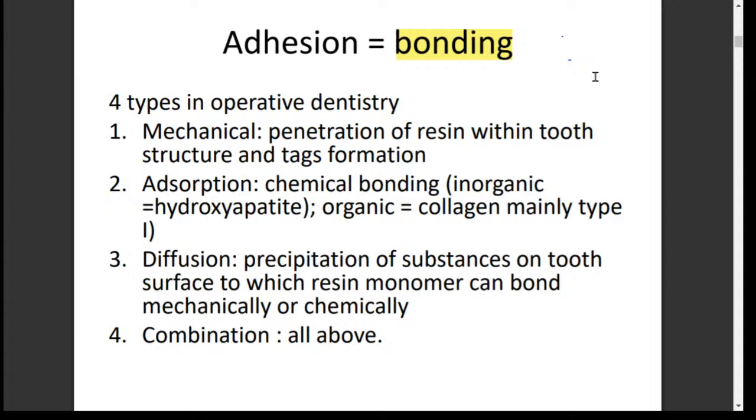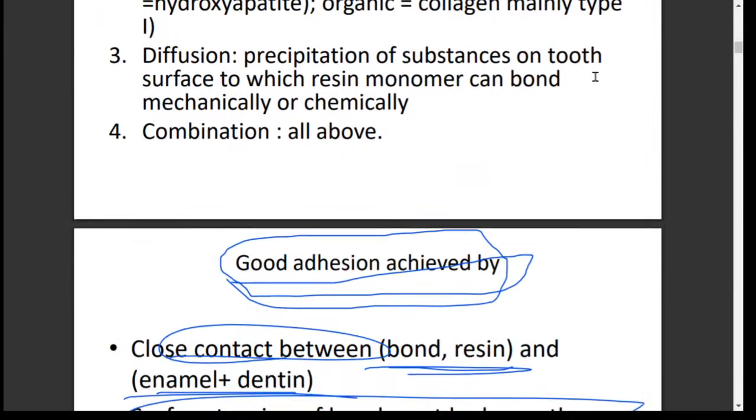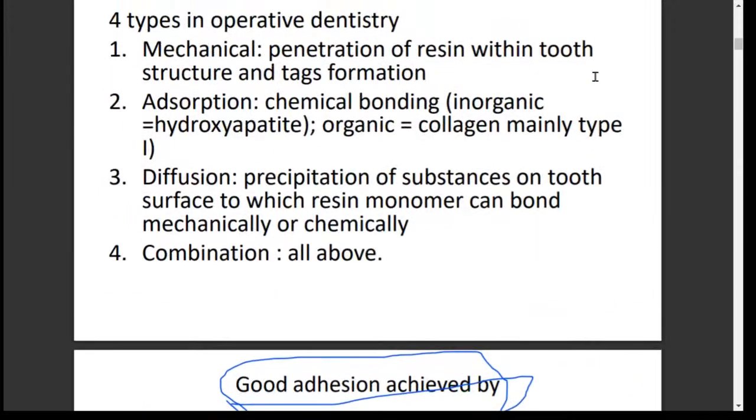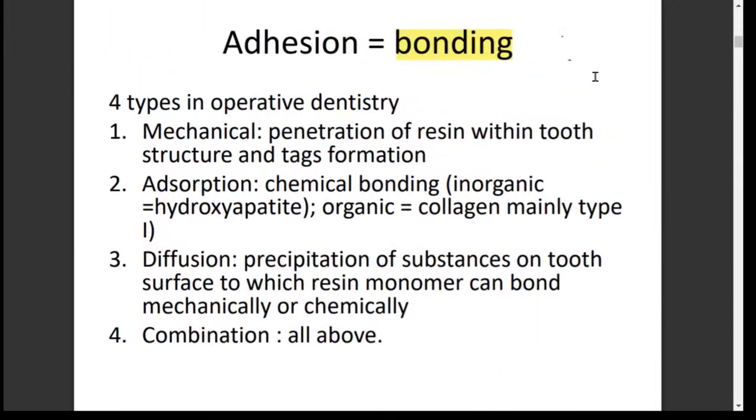There are 4 types in operative dentistry: the mechanical; the adsorption, being the chemical bonding, inorganic hydroxyapatite, organic collagen, mainly type 1. Mechanical, within the tags of the tooth structure. The diffusion, precipitation of substances on the surface of resin monomer. And the combination of all of the above: the adsorption, the diffusion.